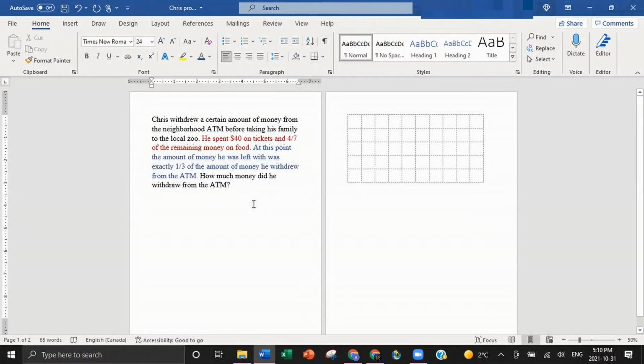All right, so first we're going to focus on the red sentence, which says he spent $40 on tickets and 4/7 of the remaining money on food. We're going to focus on the fraction 4/7. We're going to make sevens for this table.